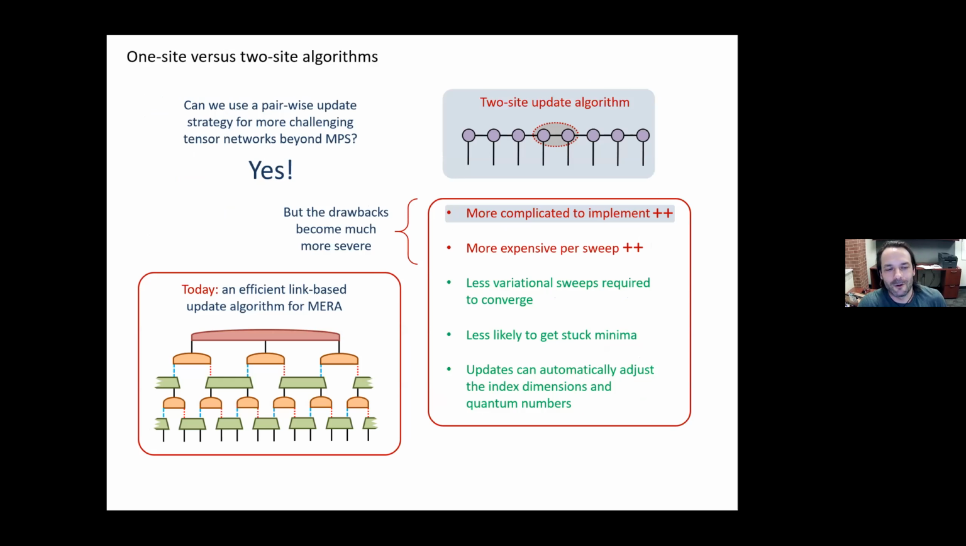Okay, so let's go on to talk about how this single tensor MERA scheme can be generalized to have a pairwise or link-based update algorithm. First we're going to tackle how we would actually do this, before talking about how expensive it is and how we can do it efficiently.